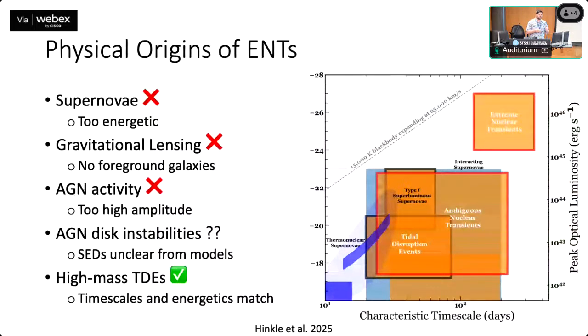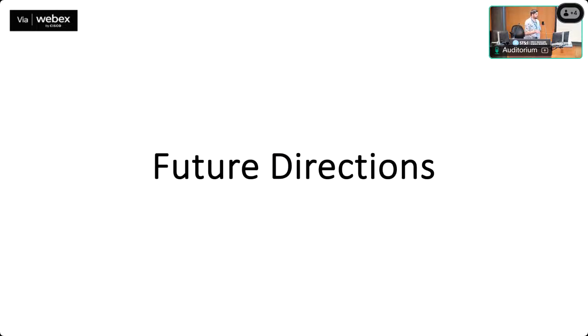But if you kind of play that game, you get rates that are ballpark in the rates of what we have implied for these. And so I think that's really pointing us towards these high mass TDEs, which is super exciting for probing black holes. And so we only have a few events now, but where do we go from here?